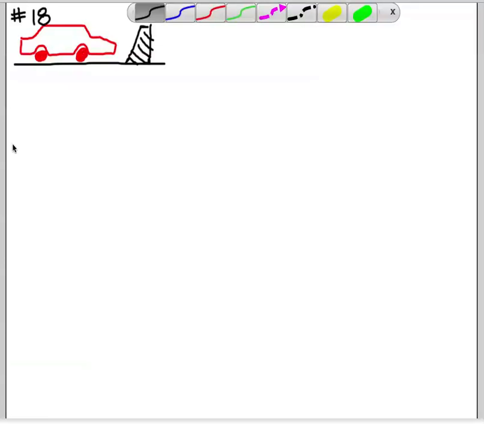Calculate the average deceleration of the car." I've made a quick sketch. You can see that a car is approaching a large concrete barrier. That concrete barrier is fixed. It's not going to move. Let's go ahead and start writing our initial conditions.